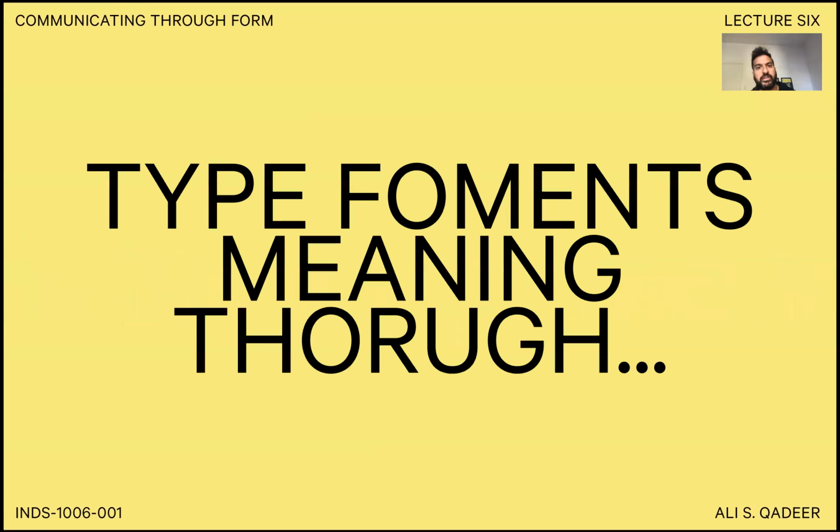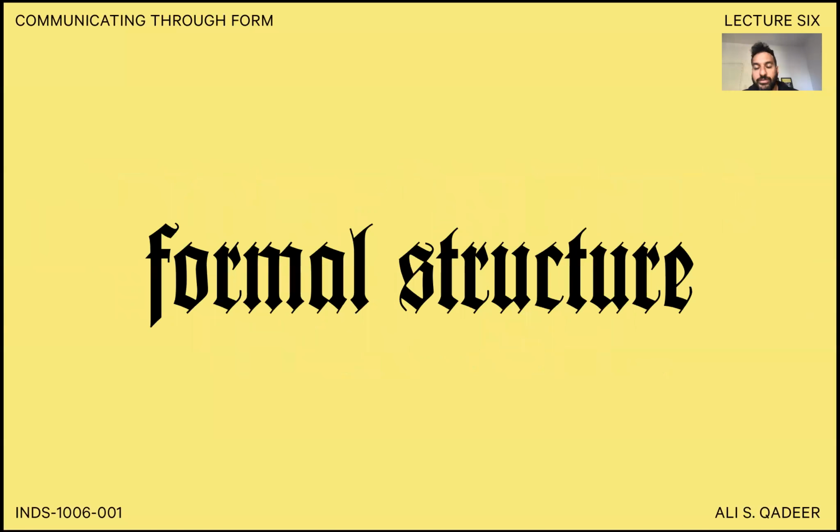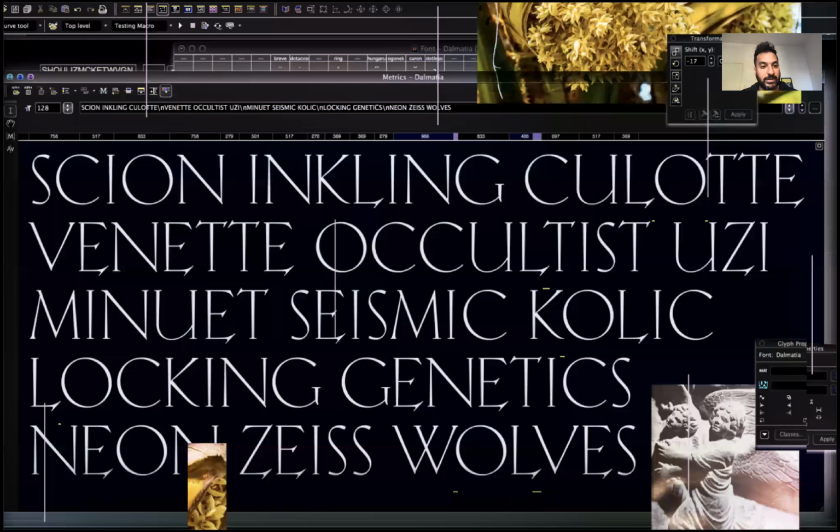So for the last part of this lecture today, I wanted to talk about the way that type foments meaning, how to make meaningful type. Type can foment meaning through its formal structure, that the shape of the letter very quickly defines a sense of association with that form. Something like this might be considered more medieval. Something like this is a much more classical form.